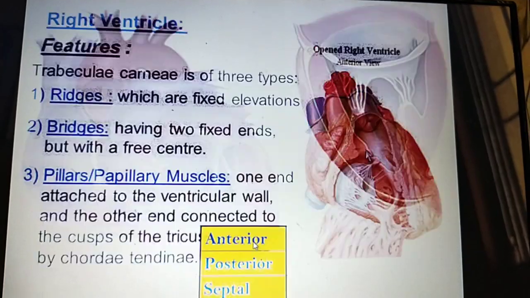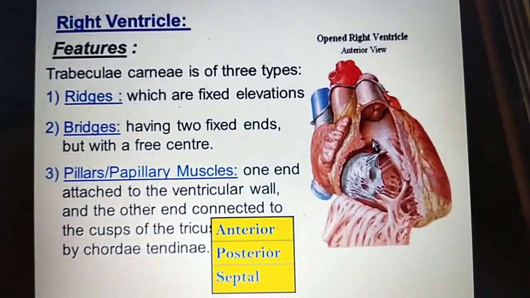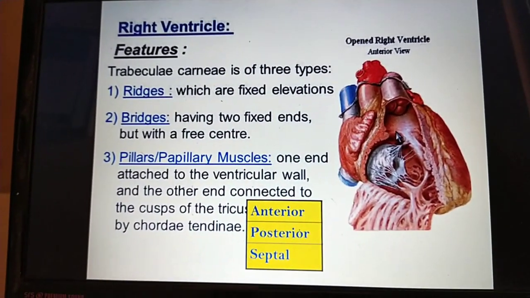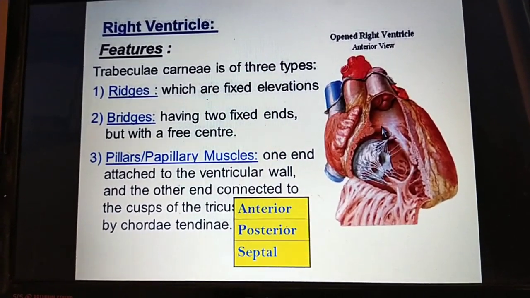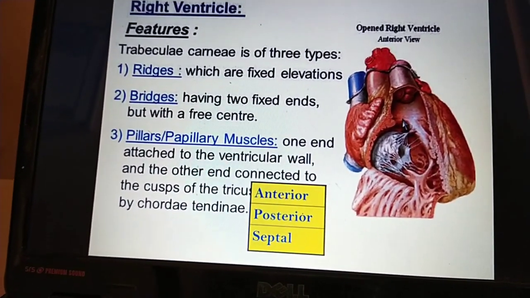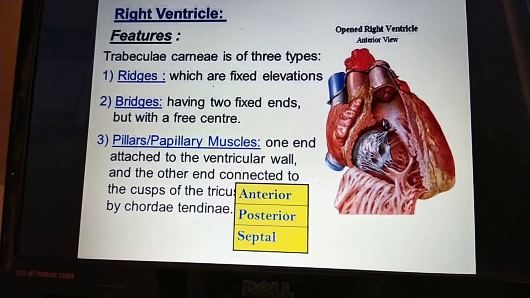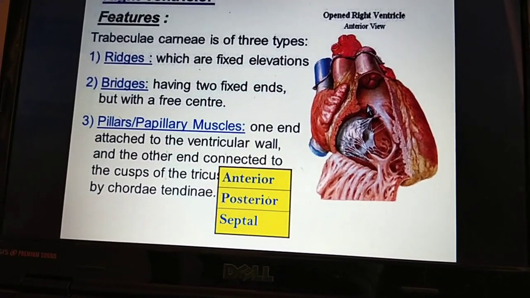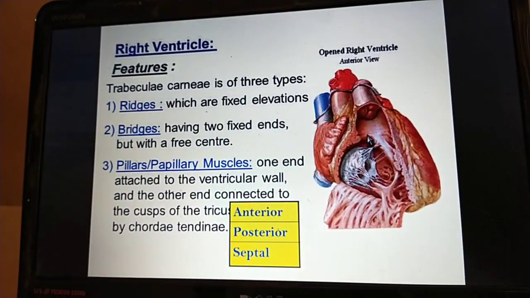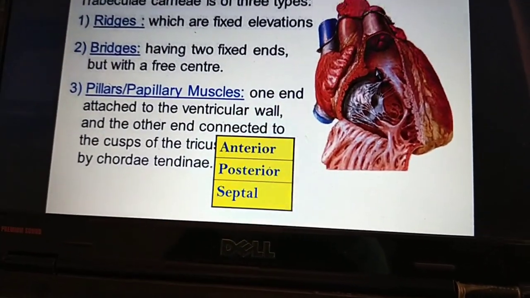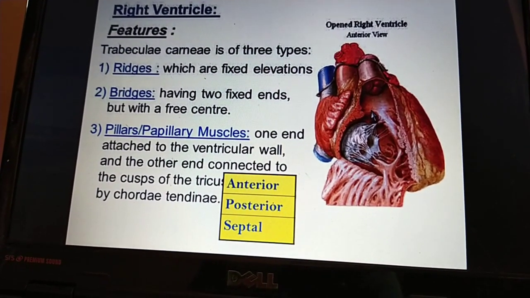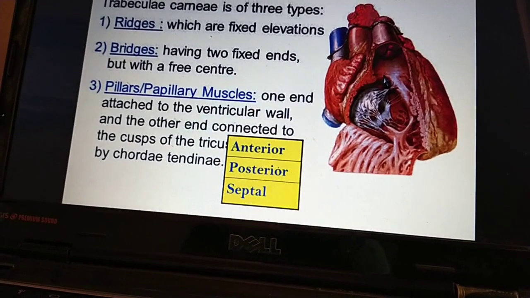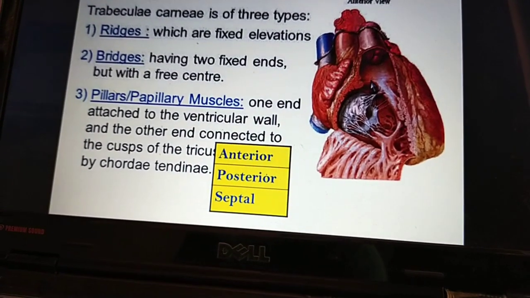I'll go to the next slide. In the right ventricle, the main features, the trabeculae carneae, are of three types: ridges, bridges, and pillars or papillary muscles. Ridges are fixed elevations of the ventricle wall. Bridges have two fixed ends but are free at the center. Papillary muscles are also one type of the trabeculae carneae. Trabeculae carneae are nothing but the columnar or meaty ridges of the ventricles.